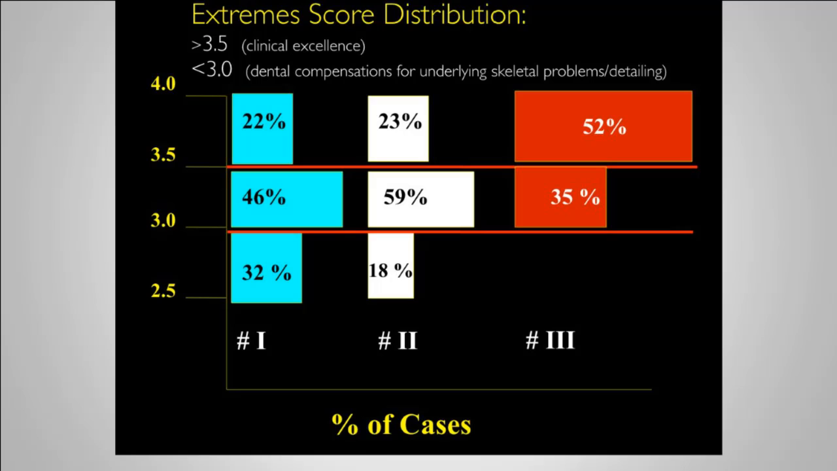We used extreme score distribution to show that in general, over 50% of the cases graded 3.5 or above, 35% were 3-point or 3.5, and when you have a private practice like I do, you have some cases where you're doing dental compensations for underlying skeletal problems and, of course, missing a detail or two.